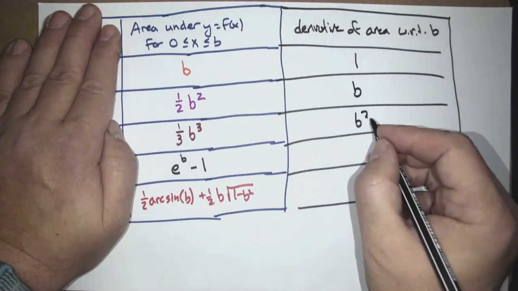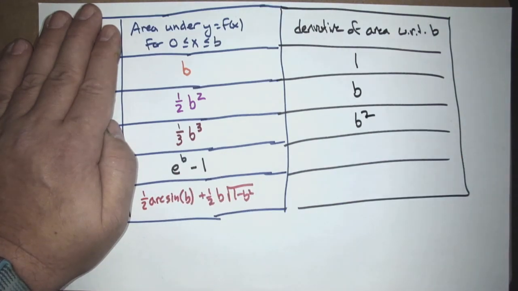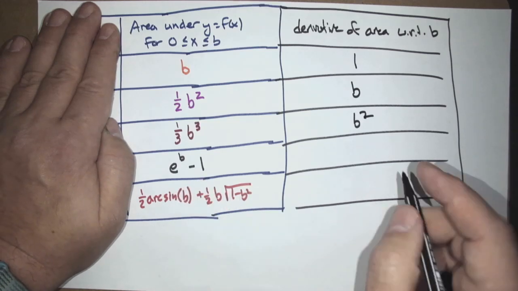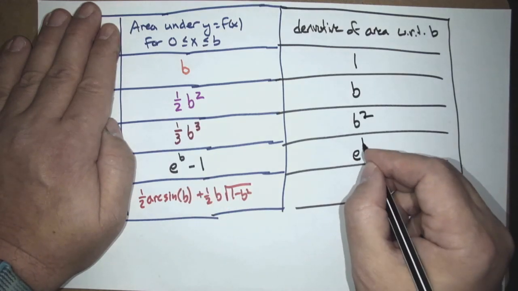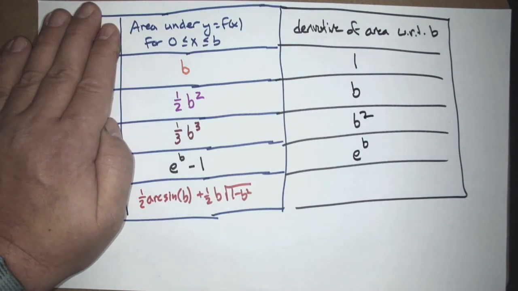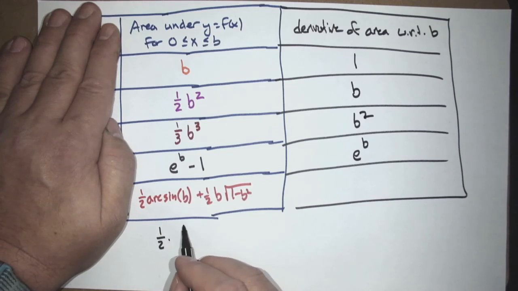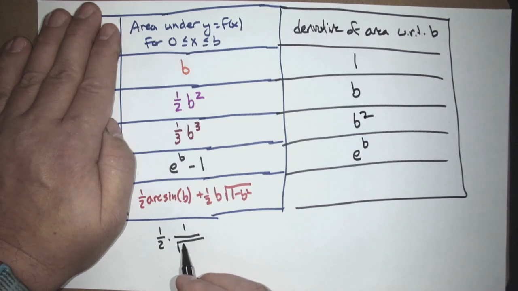What's the derivative of e to the b minus 1 with respect to b? What about the minus 1? It's gone. Constant. What's the derivative of 1/2 arc sine of b plus 1/2 times b times square root of 1 minus b squared? Let's do the work. Okay. Derivative of arc sine, anybody remember that? 1 over square root 1 minus b squared. That's the derivative of arc sine.